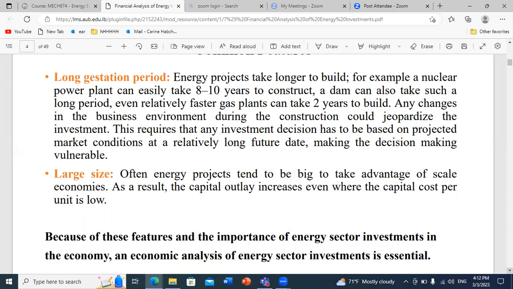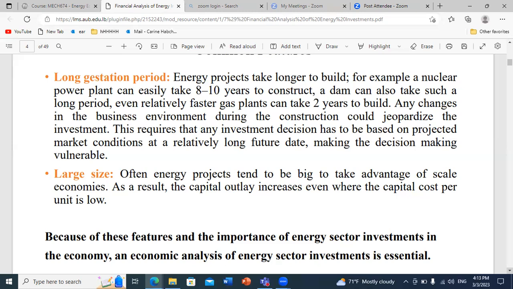So in this case, you need to make sure that the investment you are putting in is worth it, because you must wait 10 years before you start to have income. A dam can also take such a long period. Even relatively faster gas plants can take 2 years to build. In general, when you have such long gestation periods, it's the countries that will do the implementation, not just one owner, because the investment is really high and the time to start to gain is really long. So we should pay attention when we go through such projects.